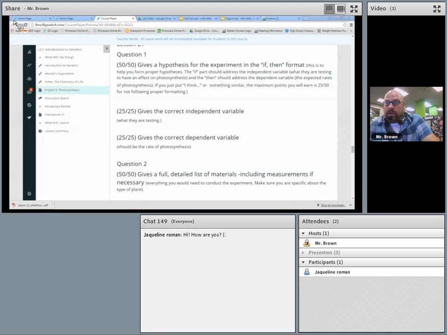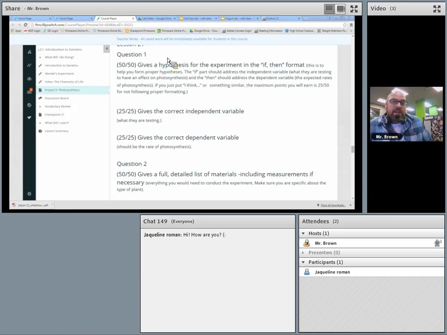I said, you just have to design the experiment. You do not have to do it. So give the hypothesis for your experiment. Typically, how you would measure photosynthesis is the growth rate of the plant. So is it going to get taller, wider? Is it going to grow more leaves?